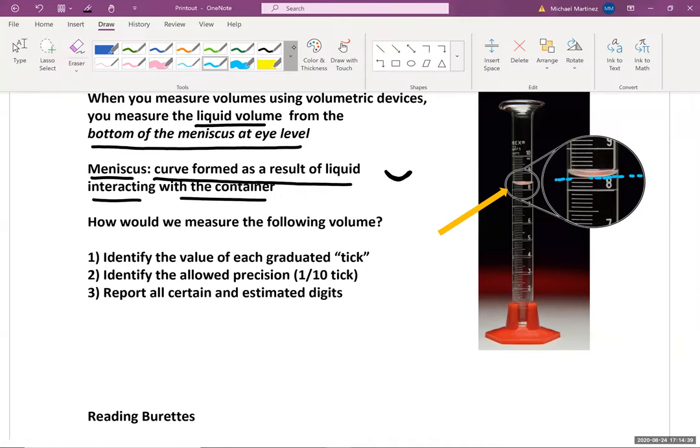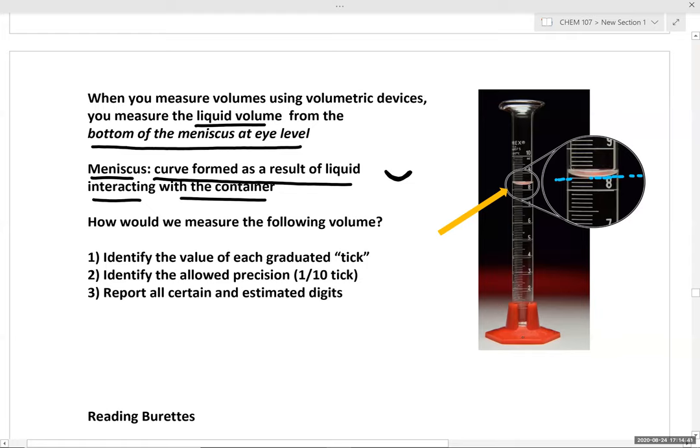Now, just like before, this is a graduated device, so we have to follow our standardized procedure. First, we figure out the value of a graduated tick. We identify the allowed precision, 1/10 of a tick, and we report all of our certain and estimated digits.